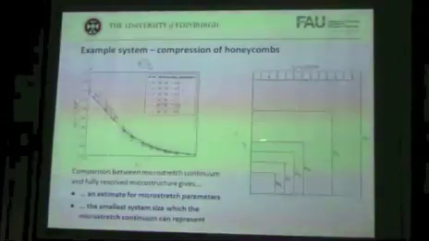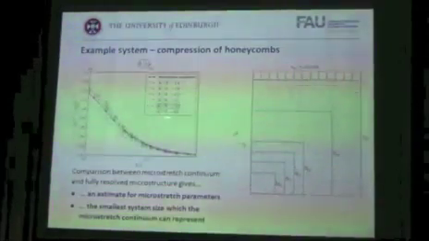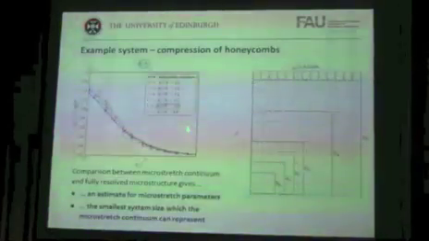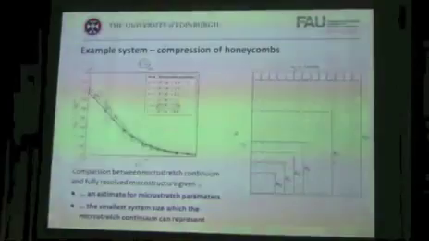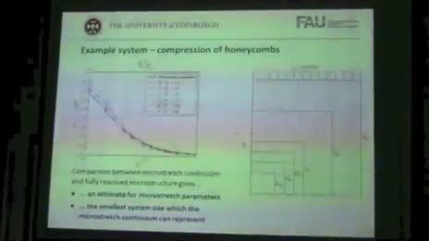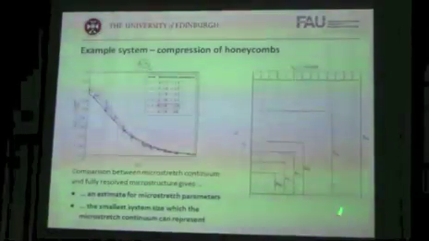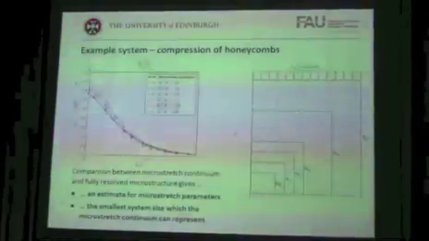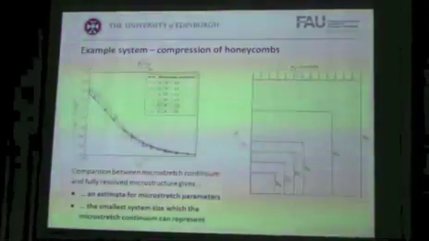So from this here we can now conclude, okay, we know the ratio between the bulk modulus and the micro-rotation stiffness is about 1, and we also know, okay, the smallest system size which our microstretch continuum can reasonably well represent is about this size. So that's the part on the microstretch elasticity.